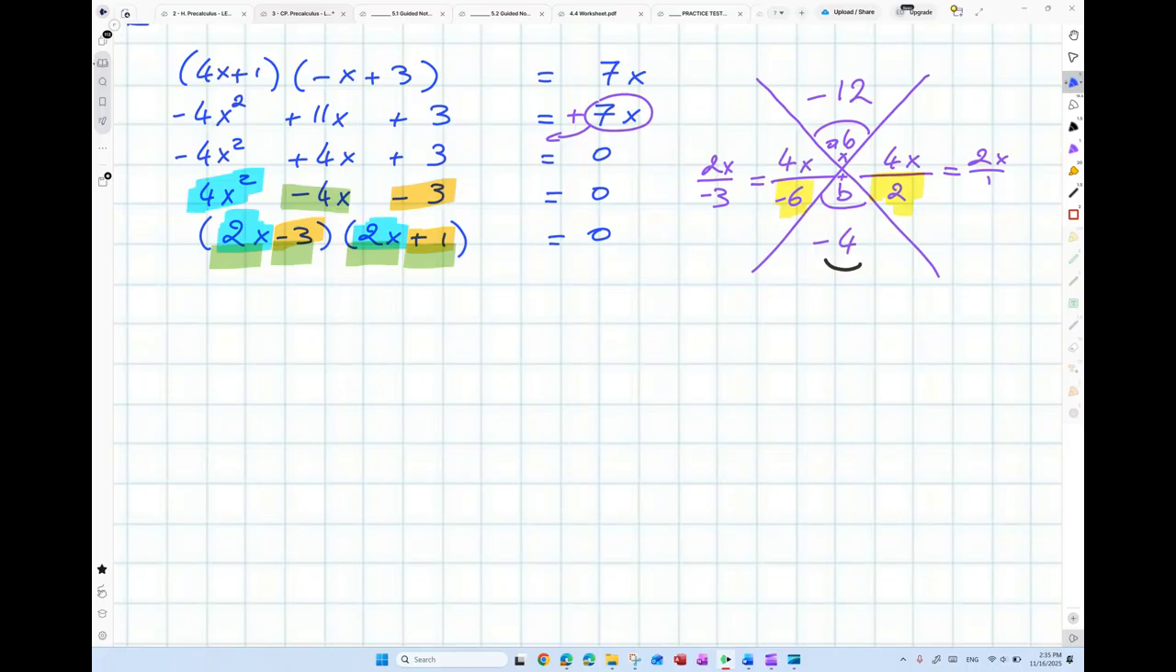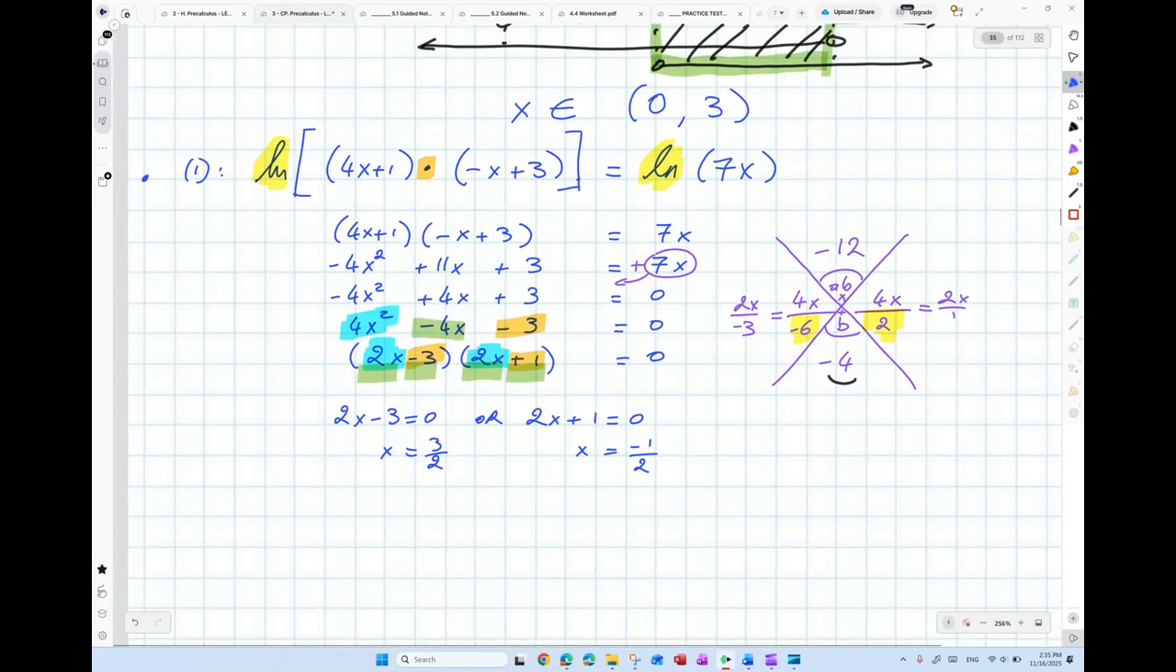So anyway, now that my quadratic equation is factored, I'm going to take each of those factors and set it to 0. And I will have those two very simple linear equations to solve. 2x minus 3 equals 0 gives x equals 0 plus 3, divided by 2, which is 3/2. And here I would have 0 minus 1, which is -1, divided by 2.